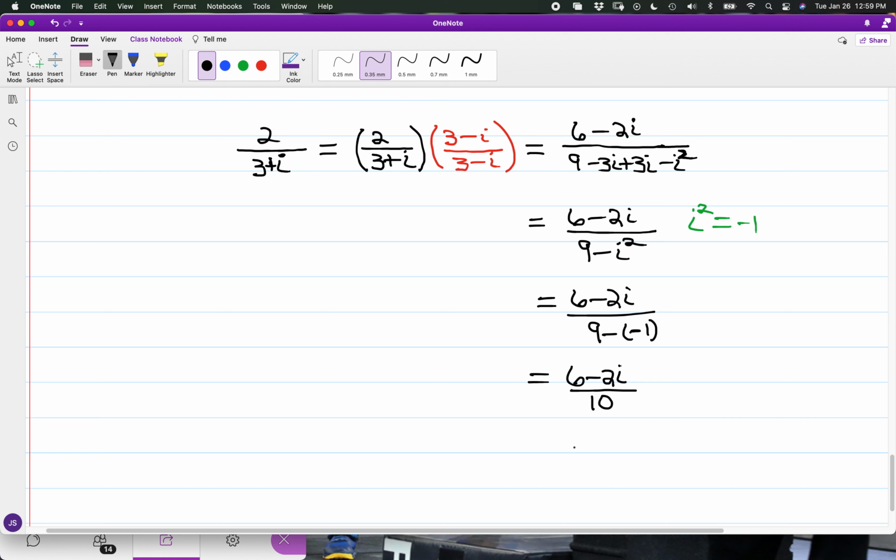And looking at splitting up, you have 6/10 minus 2/10 of i. And we can simplify what we have here, so we're going to have 3/5 minus 1/5 of i. So in this format, a will be 3/5 and your bi will be negative 1/5 of i.